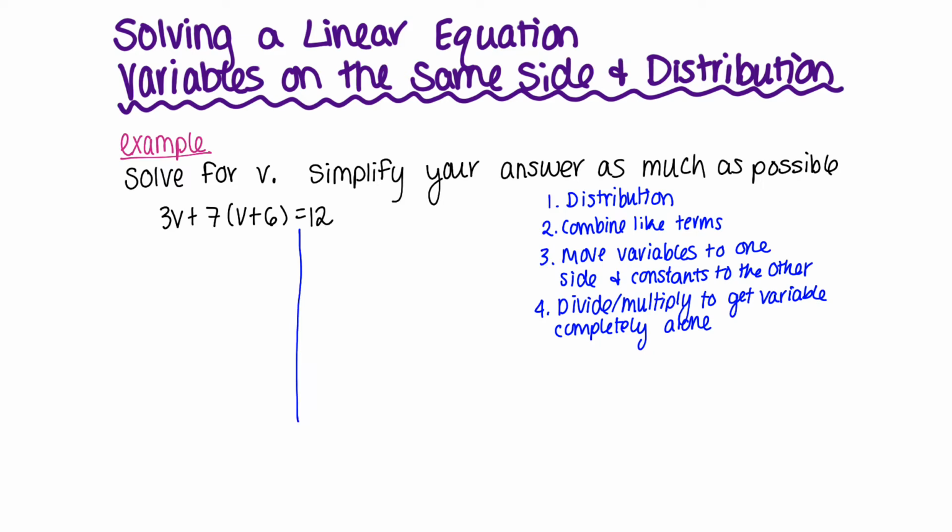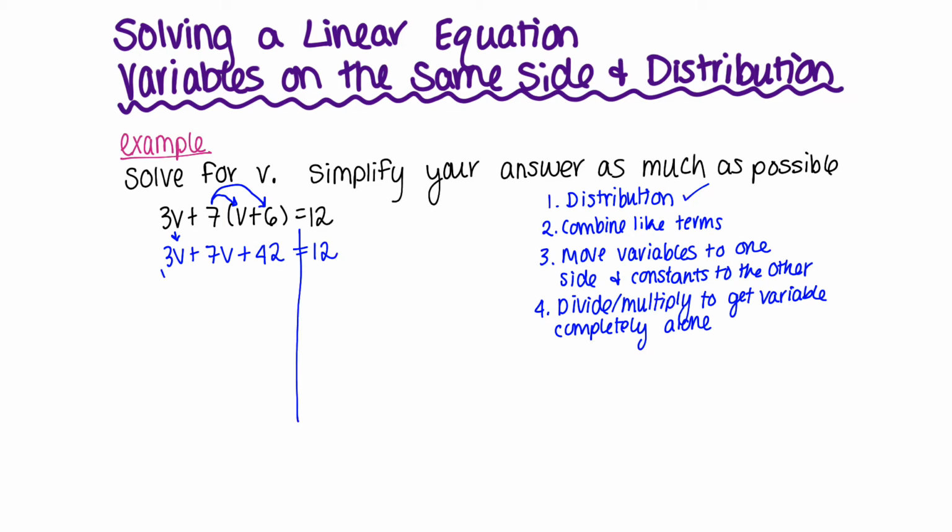I'm going to start with distributing. So right here, I see that there's a 7 directly next to parentheses. When you have a 7 directly next to those parentheses, you're going to distribute. It means to multiply everything on the inside by that number on the outside. So this 3v comes down, plus 7 times v will be 7v, plus 7 times 6 will give you 42, equals 12. So I did that distribution step.